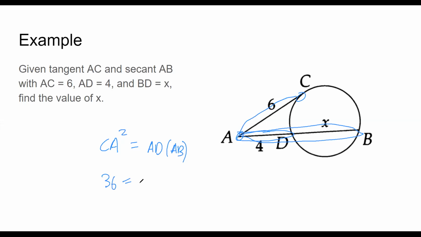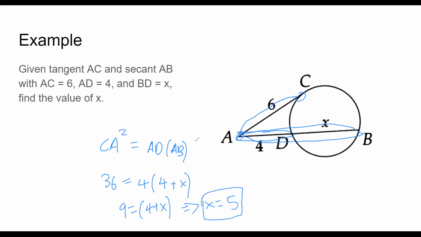Well, AD is 4, that's given. And then for AB, that's going to be AD plus DB. So AD, we said, was 4. And then DB is X. And then we just solve this equation for X. So you divide both sides by 4. And you should get this: 9 equals 4 plus X. Then you subtract 4 to get X is equal to 5. Okay, I got it.